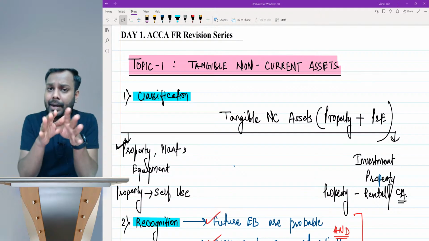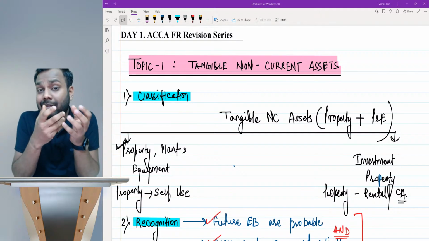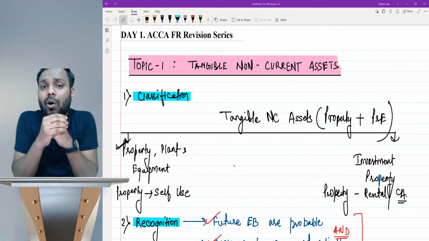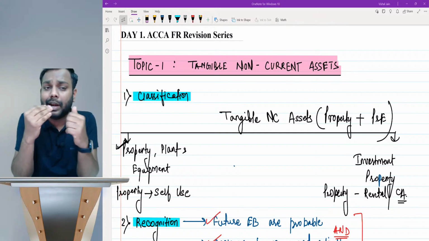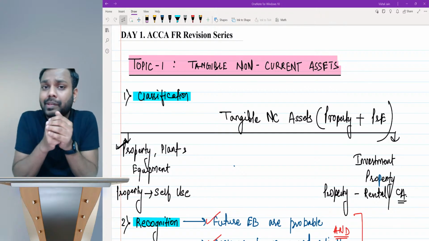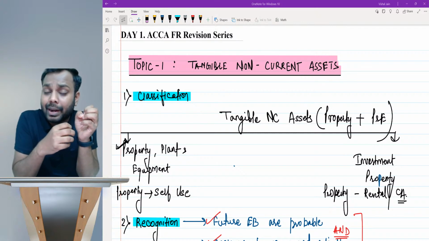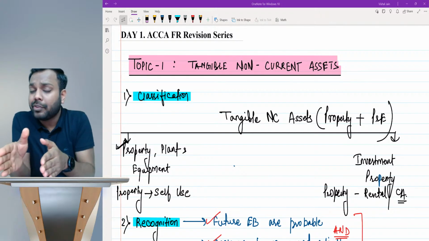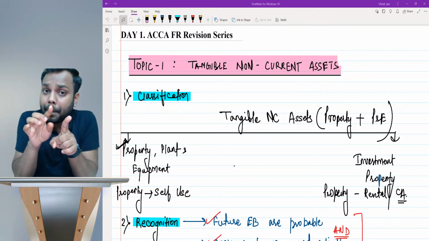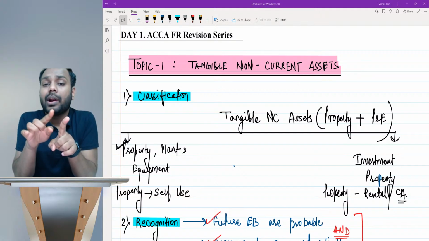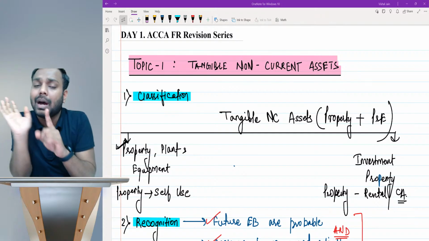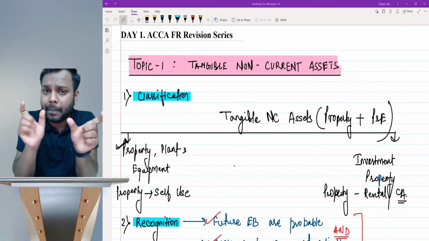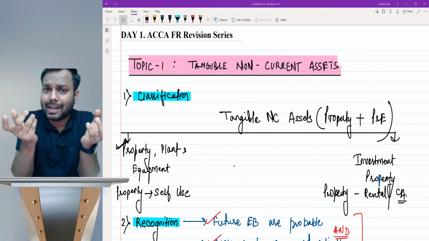See, property, plant, and equipment are tangible assets which are held for use in the production or supply of goods or services. They might be used for administrative purposes, or for giving on rental to others. In comparison to that, what are investment properties? Investment properties are properties which are held for rental to others or for capital appreciation. Now you must be wondering that rental to others is coming in both, right? Then how to classify that?